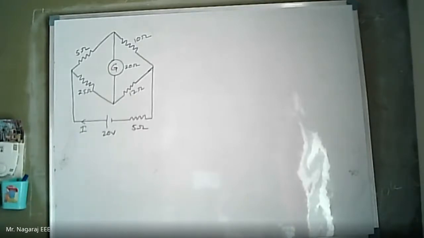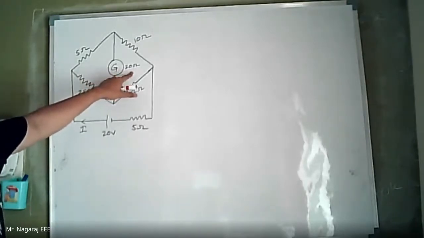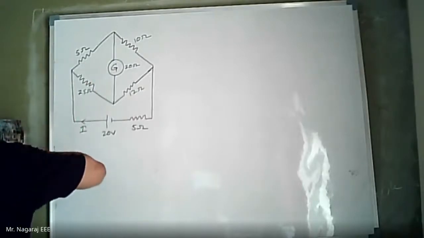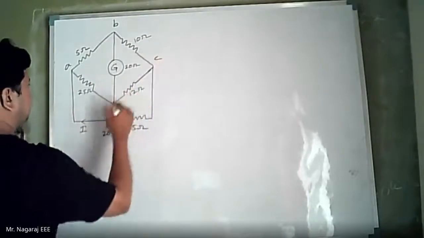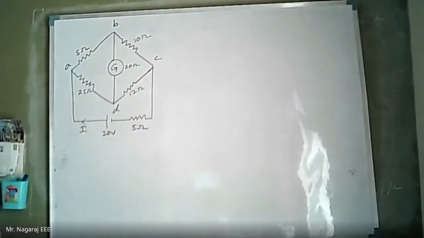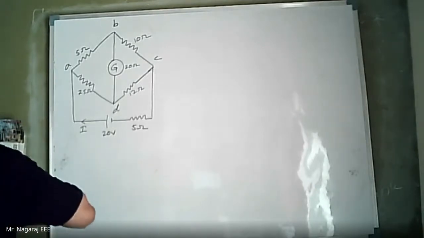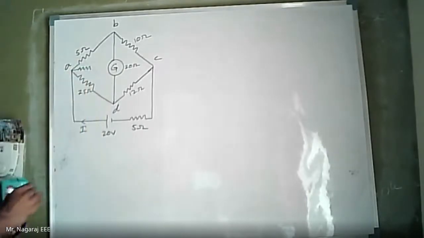So first we will convert this delta loop into star. Let us mark the nodes. Let these be A, B, C, and D. Now I will try to convert this into a star network.